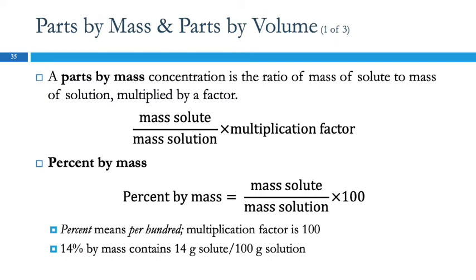Parts by mass, parts by volume. It's the part over the whole. Here the part is the solute divided by the whole thing times a factor. Remember that percent means per 100, so we're multiplying by 100. And we can take these percents and make them into useful conversion factors by looking at what this means. Percent, so 14% means 14 grams per 100 grams of the whole thing.